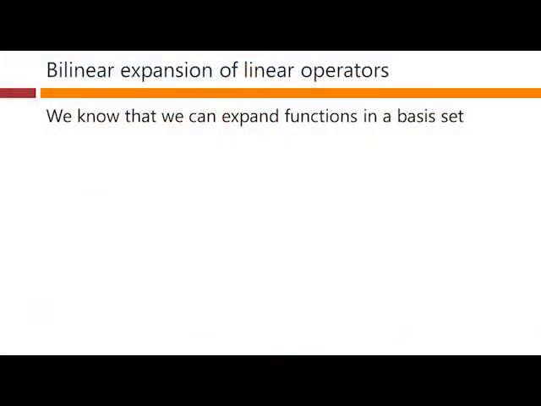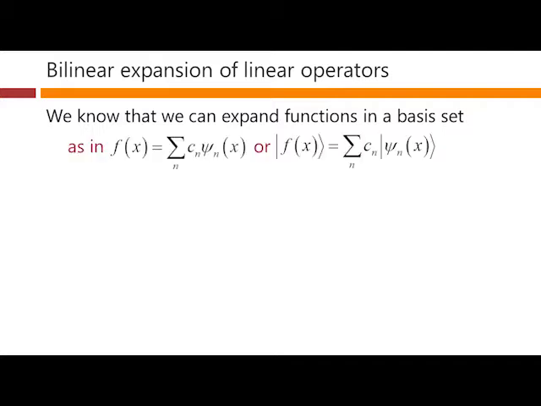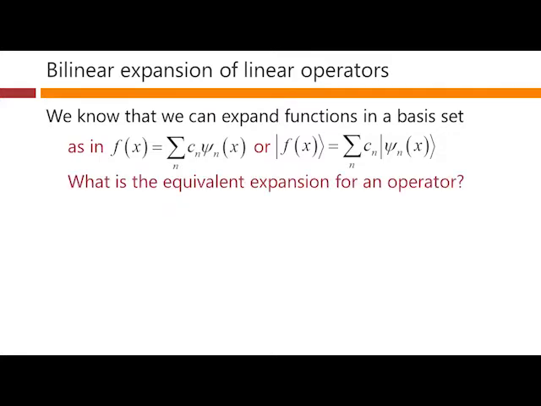We're going to start here by looking at how we can write operators using the very elegant Dirac notation. We know that we can expand functions in a basis set. For example, we could expand the function f of x in some basis set psi n of x with expansion coefficient Cn, or we can write that in the bracket notation. What is the equivalent expansion for an operator? How do we write down operators in this bracket notation?